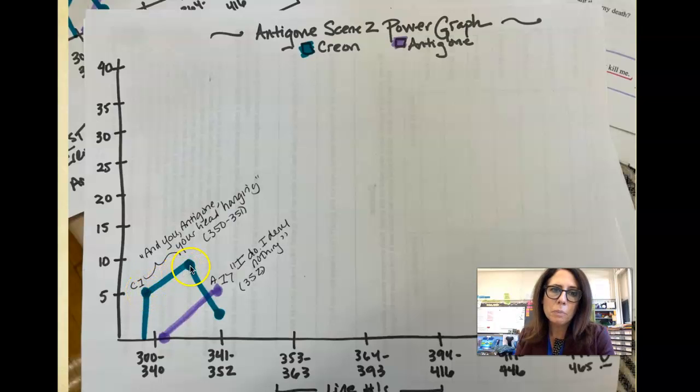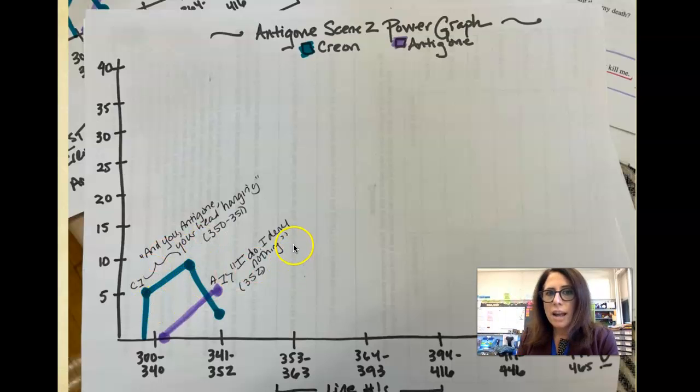He then jumps up to maybe a 10 with lines 350 to 351 when he says, "And you, Antigone, your head hanging." But look, this isn't exactly at line 350, 351. I don't care about that, as long as you show that there's two trends. There's the Creon trend and then there's the Antigone trend or line. And they may intersect. They may cross over. They may go up and down, or they may flatline or stay the same.